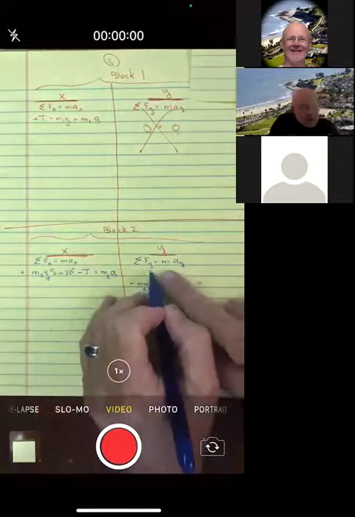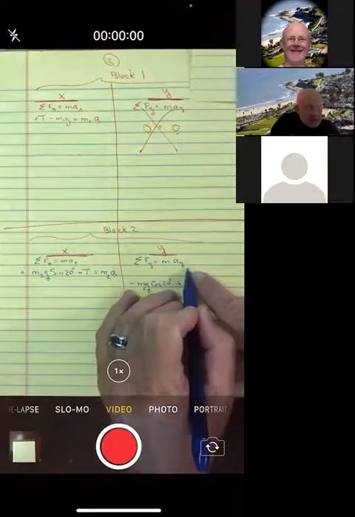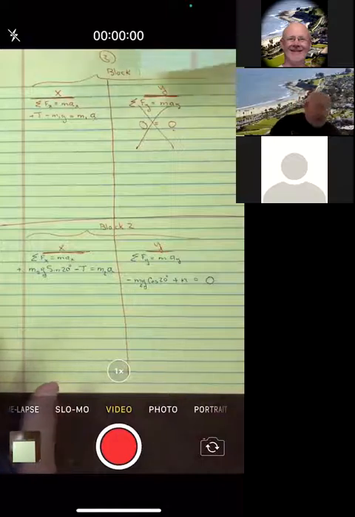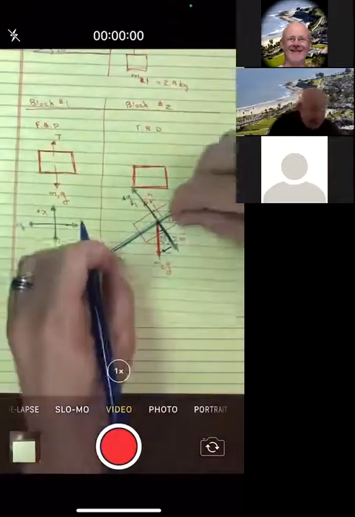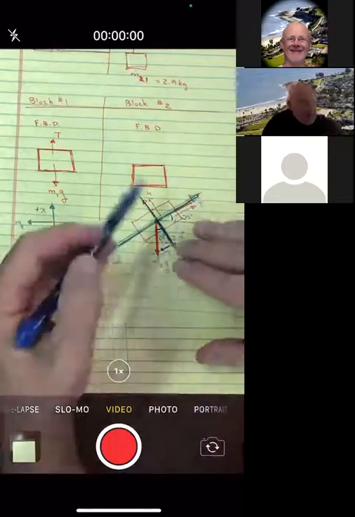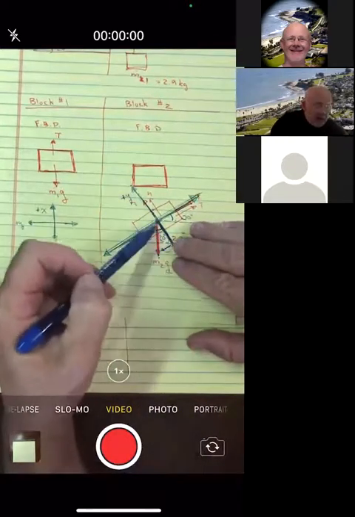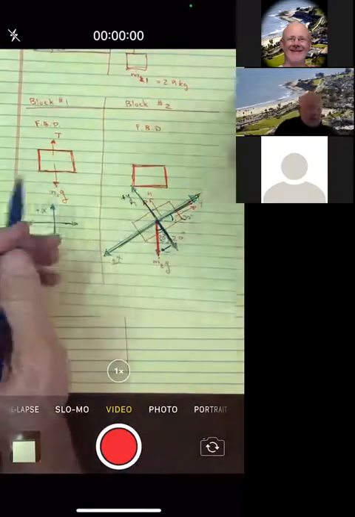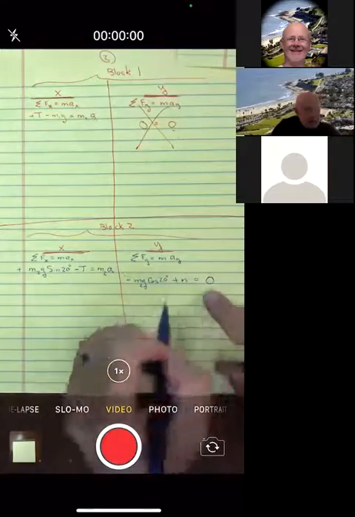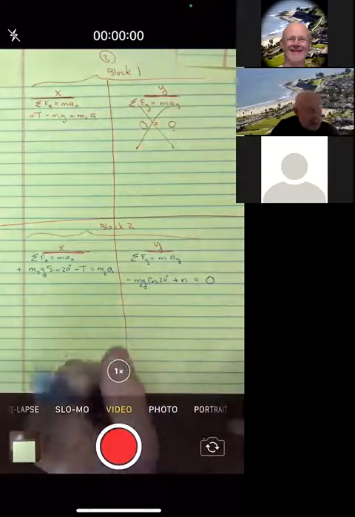And then also watch this, the acceleration in the y direction for block number 2 is 0. Again, that was the advantage of tilting our axis, knowing that the block is only going to go down the hill or up the hill, and it won't go into the hill or rise above the hill. And so there is no acceleration in the y direction. And so that's a little easier equation to deal with.